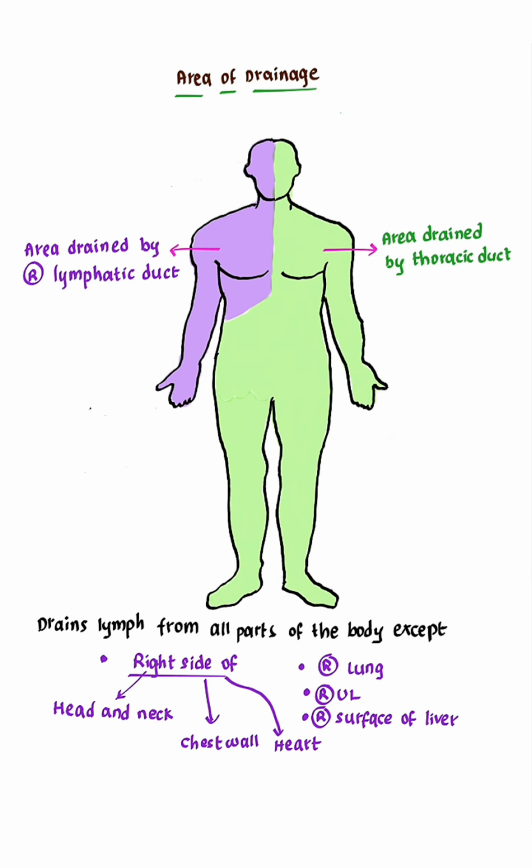Area of drainage. This is the area of drainage. If you observe here, thoracic duct drains lymph from all parts of the body except right side of head, right side of neck, right side of chest, right upper limb. And then remember three organs: heart, lung, liver. Right side of heart, right lung, right surface of liver.